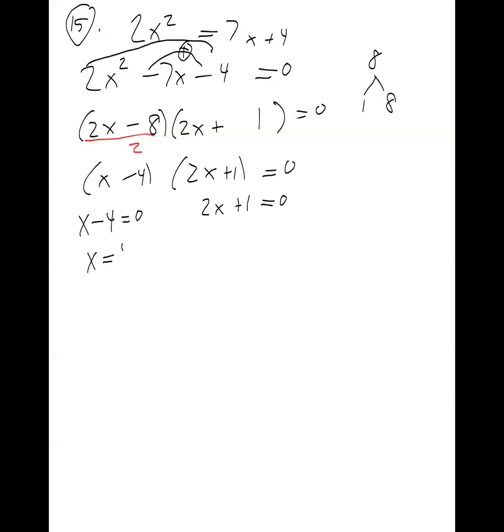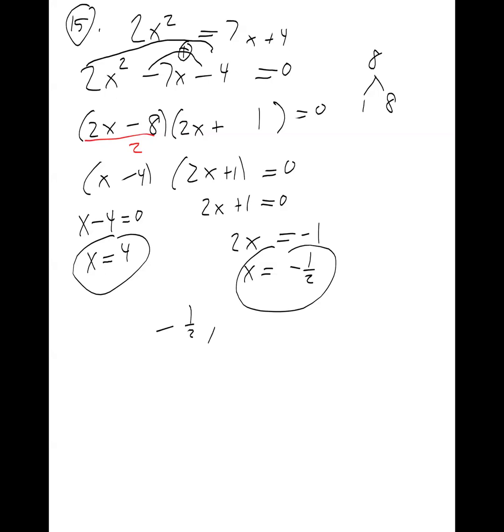So x equals 4, and 2x equals negative 1. Divide by 2, and you get x equals negative 1 divided by 2. So x equals 4, and x equals negative 1/2. And by the way, in the computer, you just type those with a comma between them like that. Do not put parentheses around them, though, when you put them into the computer, just a comma between them.